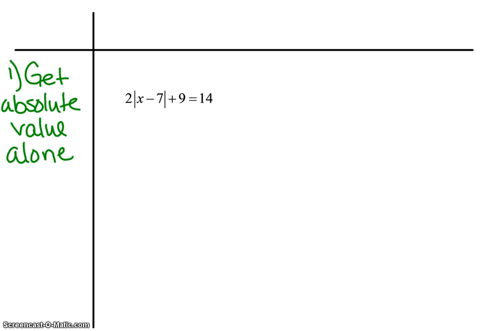So this is almost like an equation where I'm going to treat this as my variable. Maybe I switch it to y. So I'm trying to solve 2y plus 9. So I'll take away the 9 from both sides first. And then I'll divide both sides by 2.